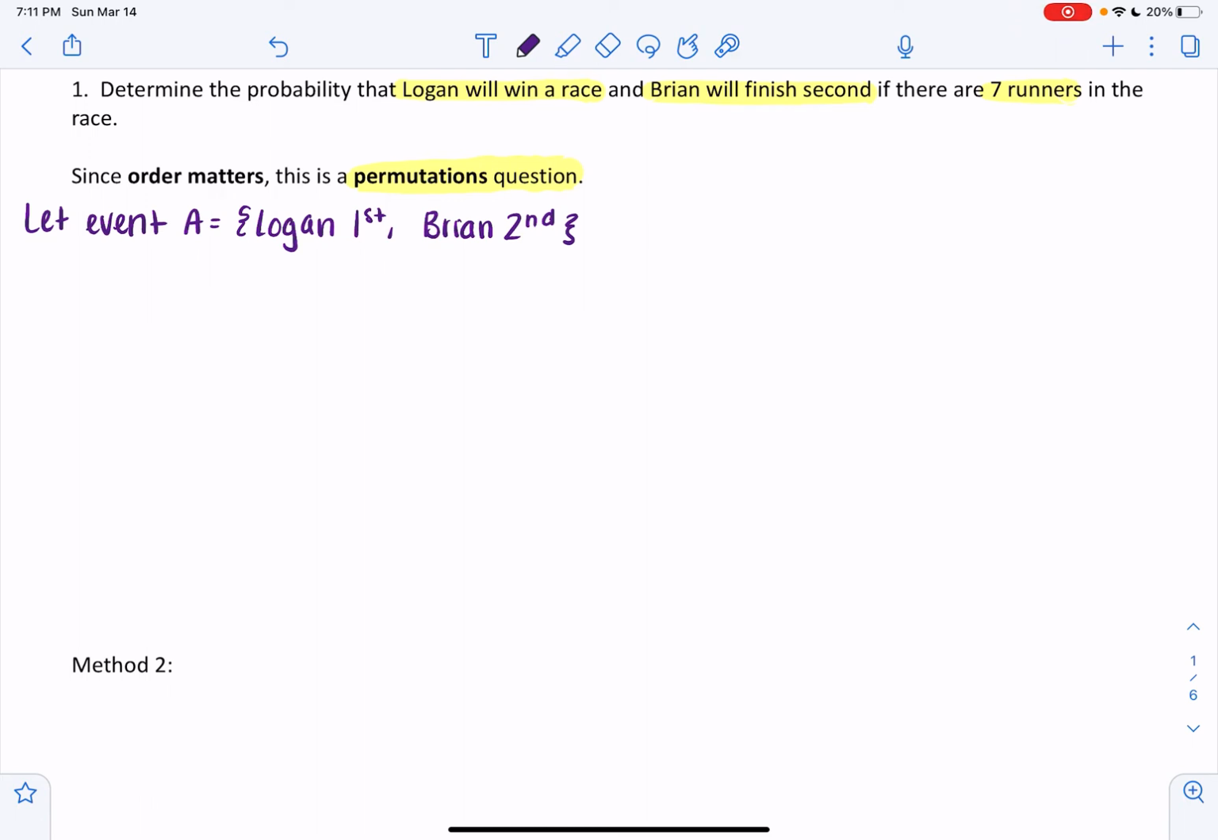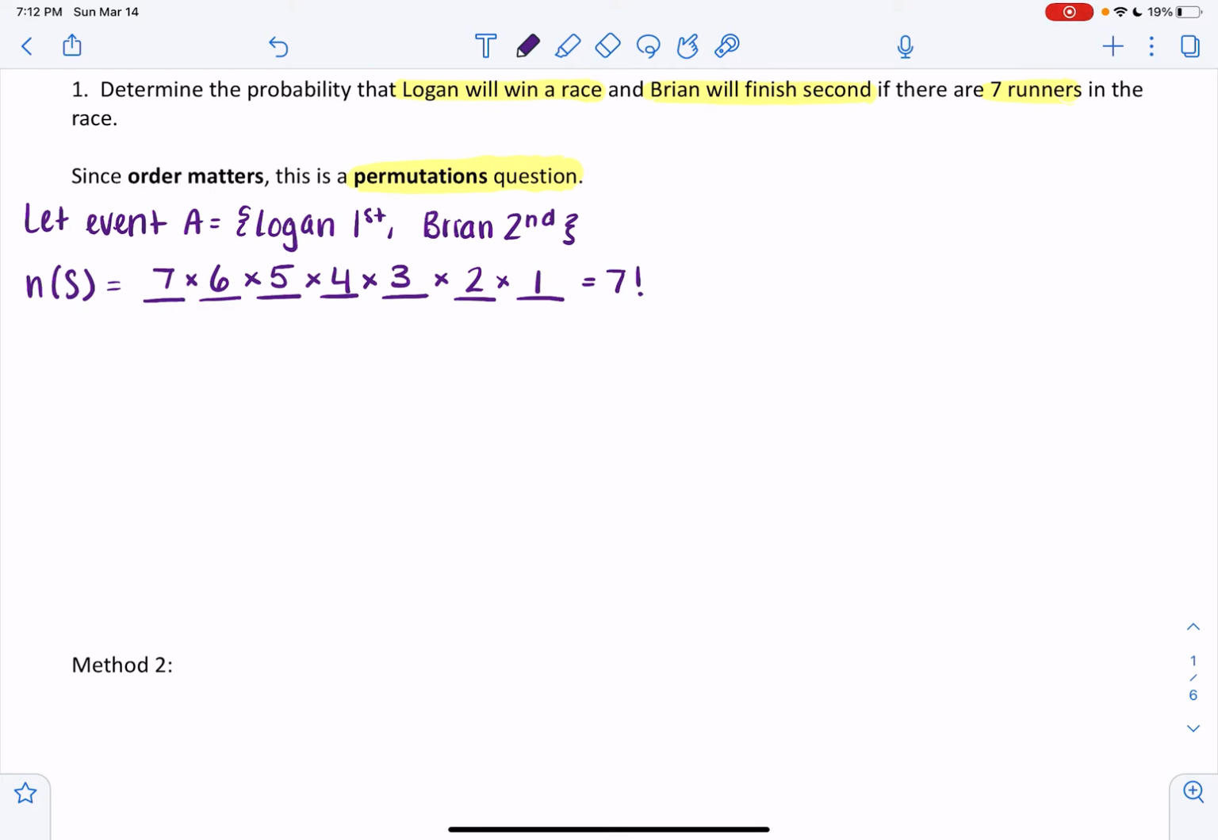Now we need to determine the number of elements in our sample space, or the total number of outcomes for this situation. Now there are 7 runners, so someone coming first, second, third, fourth, fifth, sixth, or 7th. Because order matters here, we have 7 choices for first, 6 choices for second, 5 choices for third, and so on and so forth. Now, because we require a first place, a second place, and a third place, and a fourth place, we multiply, and that will give us 7 factorial.